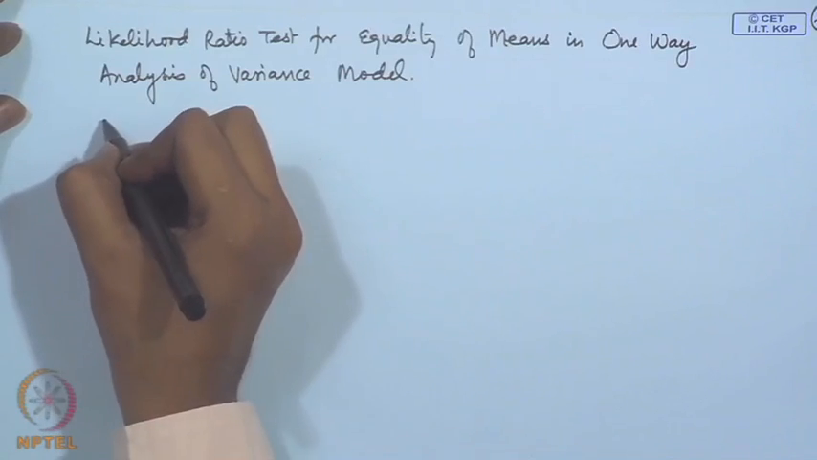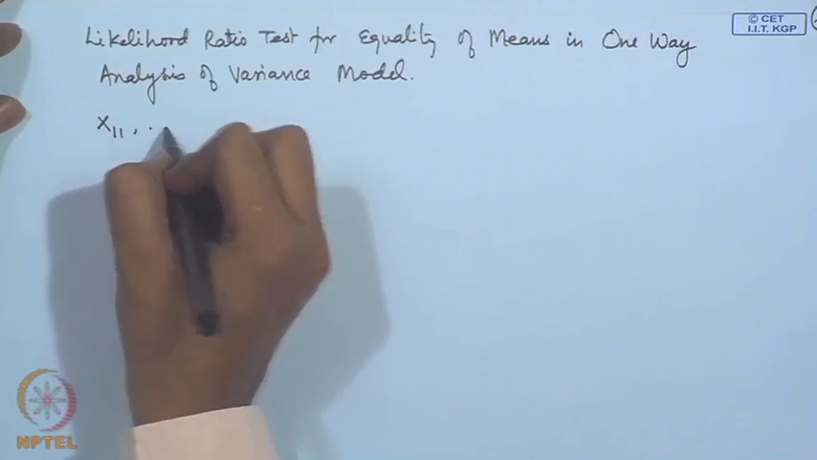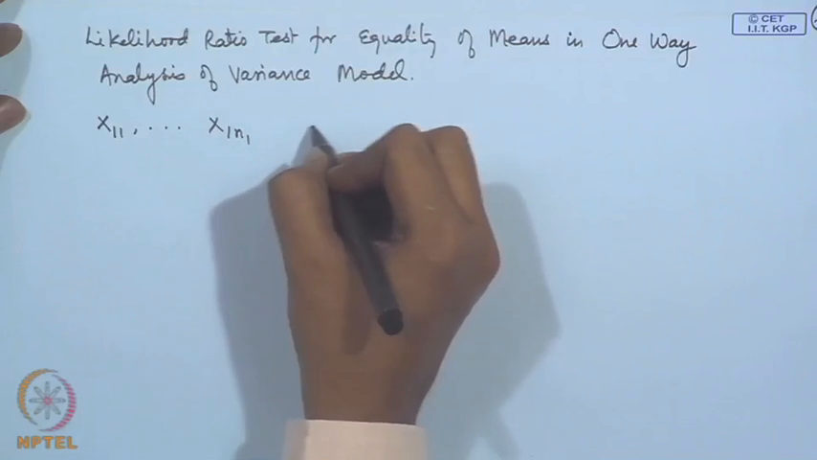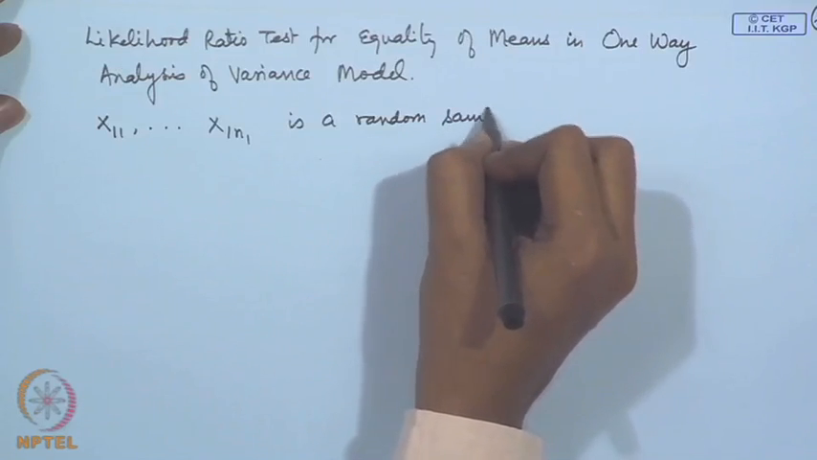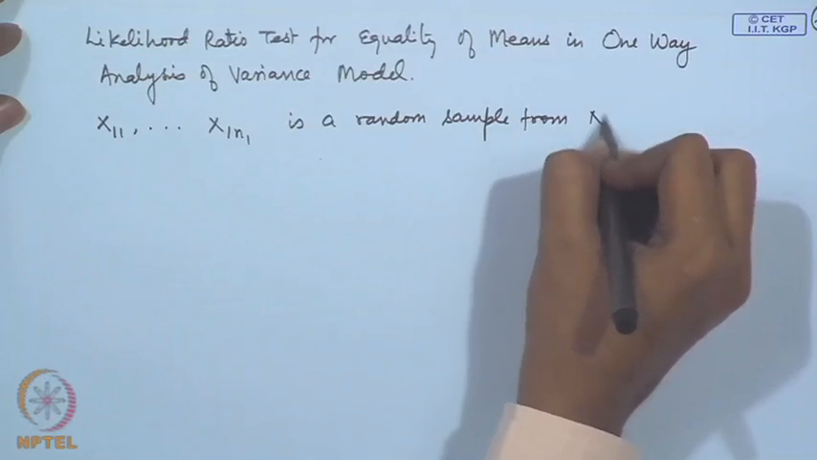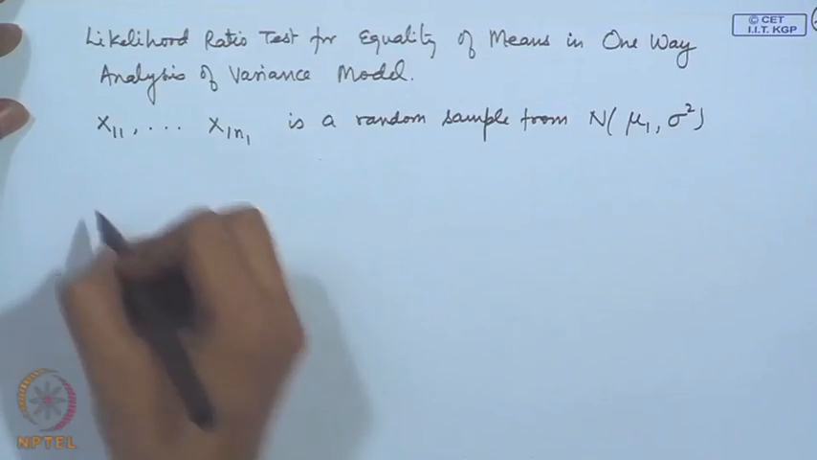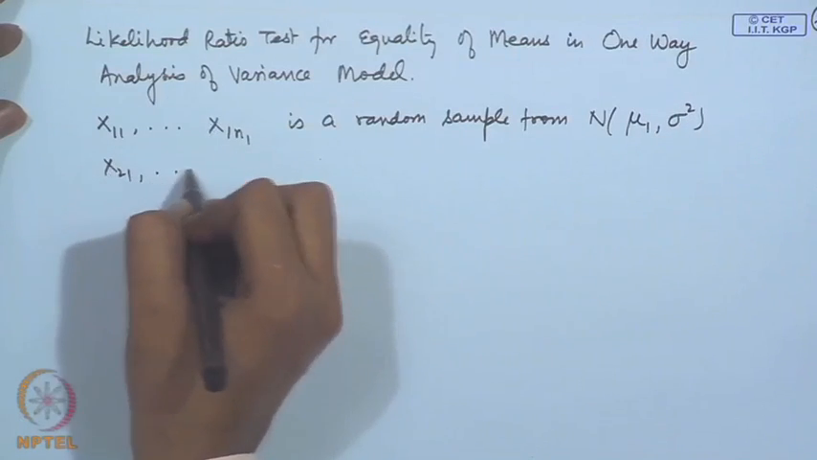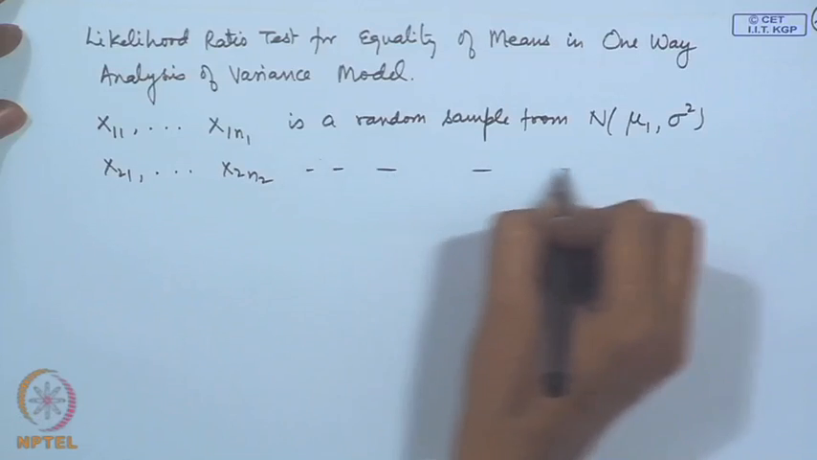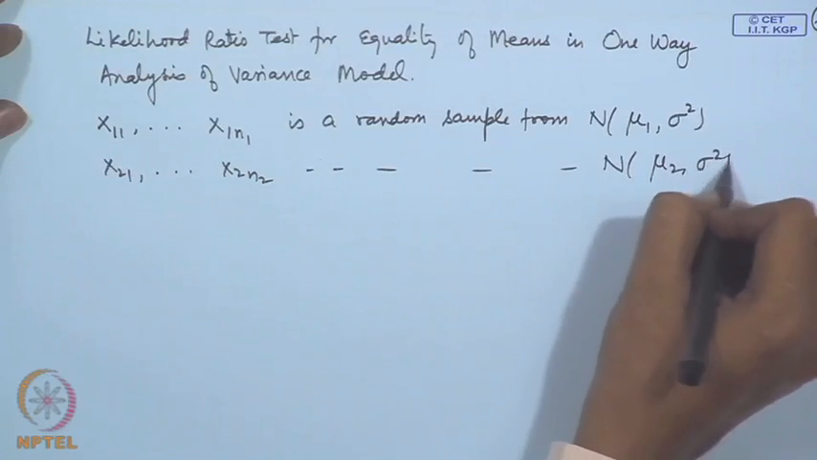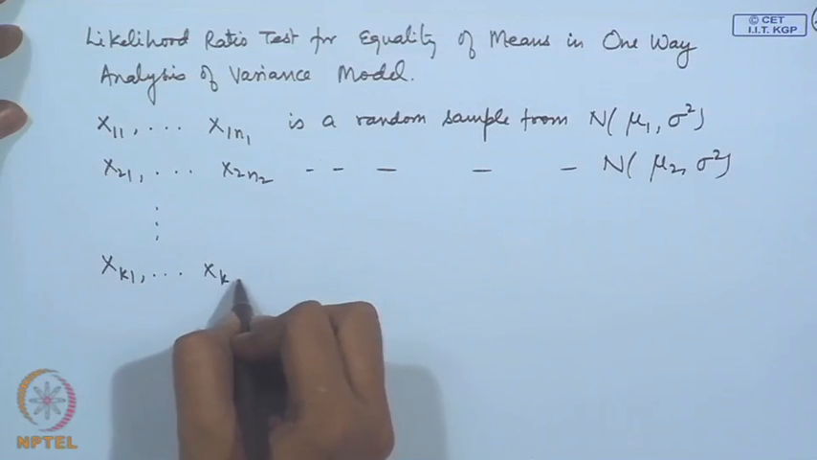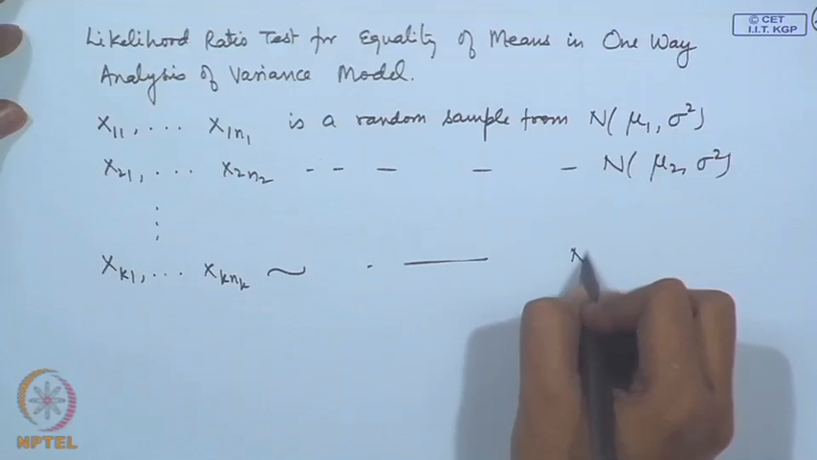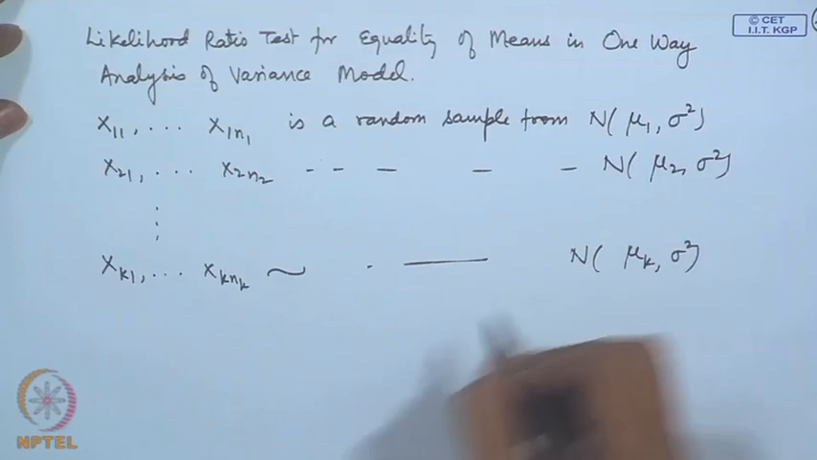So, the setup is like this: we have x 1 1 and so on, x 1 n 1, which is a random sample from normal mu 1 sigma square; x 2 1 and so on, x 2 n 2, a random sample from normal mu 2 sigma square; and so on, x k 1 and so on, x k n k, a random sample from normal mu k sigma square. Note here, I have taken the variances to be common.